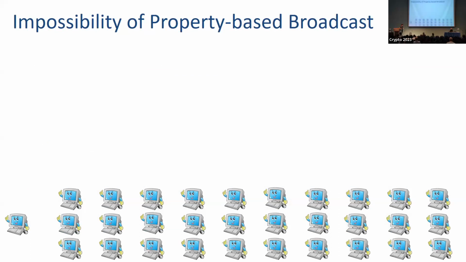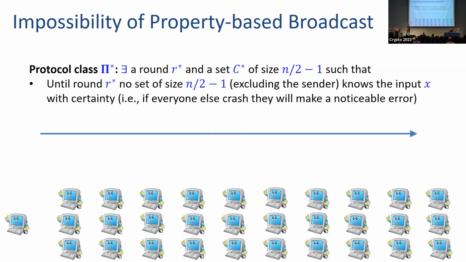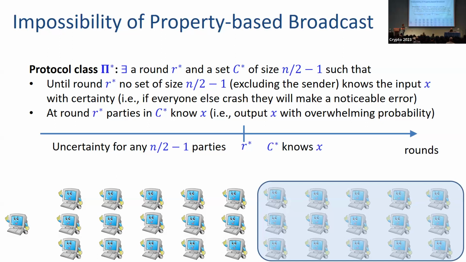So how do we show the impossibility of the property-based definition? We define a class of protocols where we have a specific round R star and a specific set C star of size n/2 - 1. And we want the following two properties to hold. First, up until round R star, no minority of the parties actually has the information to know what X is. Roughly speaking, if everyone else crashes, they will have a noticeable error in guessing what the input is. And at round R star, we have a set C star that knows what the sender's input is. So given their joint view, we can know what the input is with overwhelming probability.